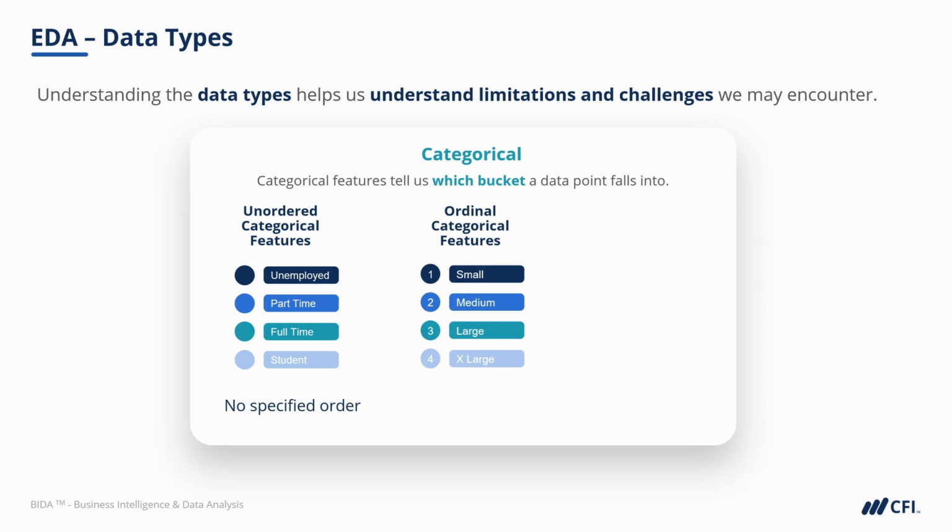Sizes are an example of an ordered categorical feature. Now, whilst these also define buckets or groups, the difference is that these groups have at least some sense of order between them. And we could even assign numbers to the buckets to make them easier to work with.